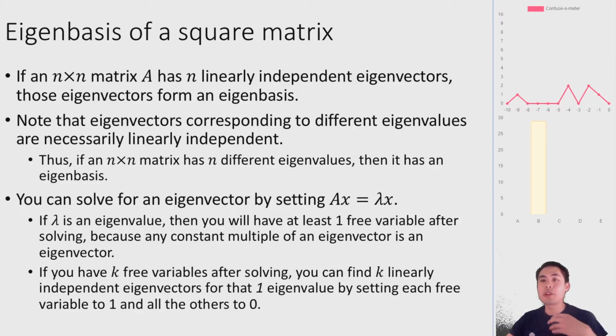You can also solve for an eigenvector by setting Ax equal to lambda x. So if lambda is an eigenvalue, then you will have at least one free variable after solving, because any constant multiple of an eigenvector is an eigenvector. And if you have k free variables, you can find k linearly independent eigenvectors for that one eigenvalue by setting each free variable to 1 and all others to 0 repeatedly. Okay, let's try this out.